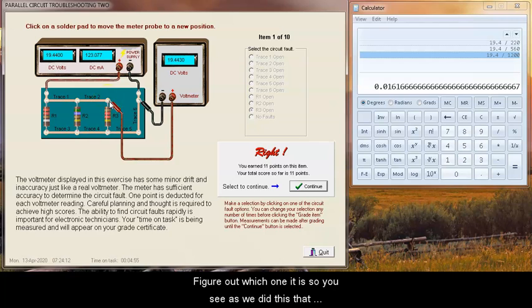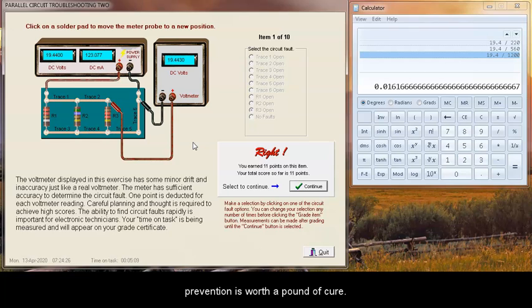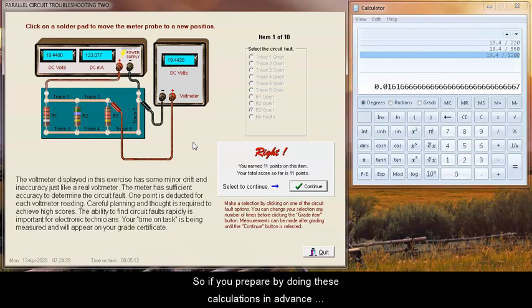So you see, as we did this, that this really has less to do with electronics in a sense and more to do with thinking and how to analyze a problem. So that's the way these circuits work. An ounce of prevention is worth a pound of cure. If you prepare by doing these calculations in advance, then your results will show the results of that extra effort.